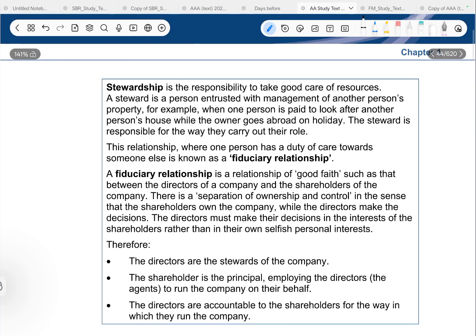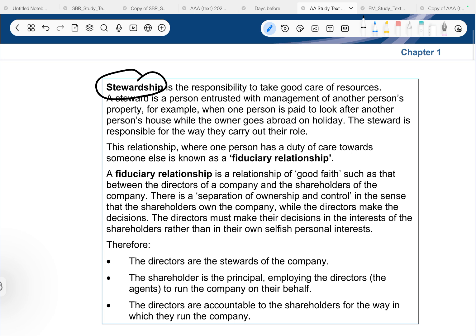Next, we'll understand stewardship with an example. Imagine you're going on a long vacation abroad and you ask your friend to take care of your house while you're away. Your friend is now responsible for looking after your property. They must make sure nothing is damaged, nothing is misused, and everything is properly maintained. So stewardship simply means the responsibility of taking good care of resources that belong to someone else.